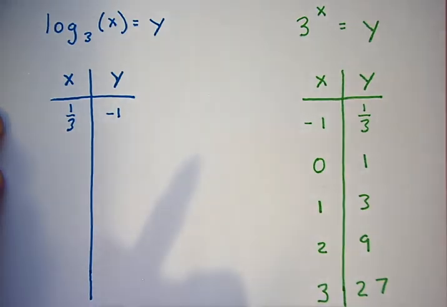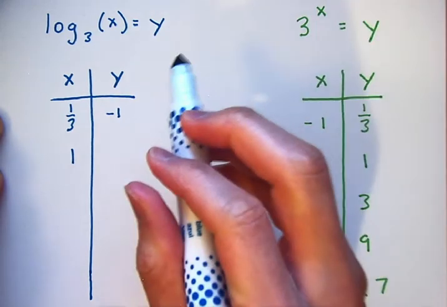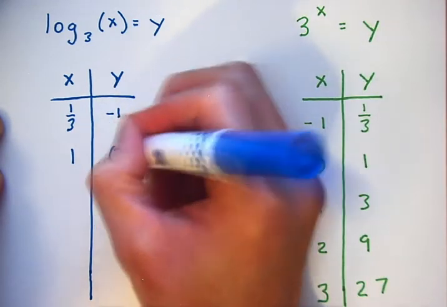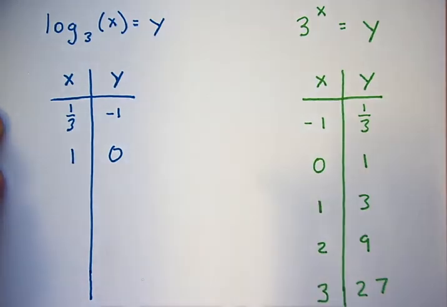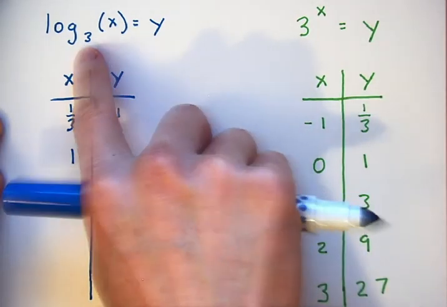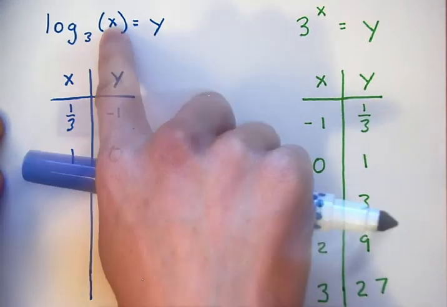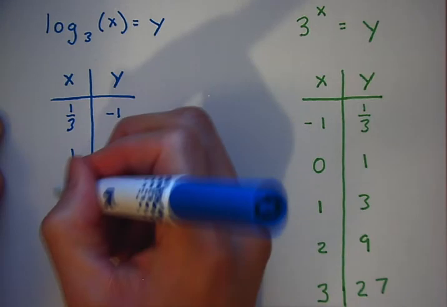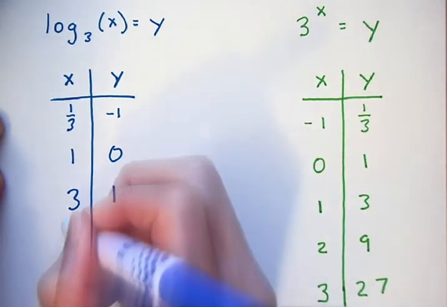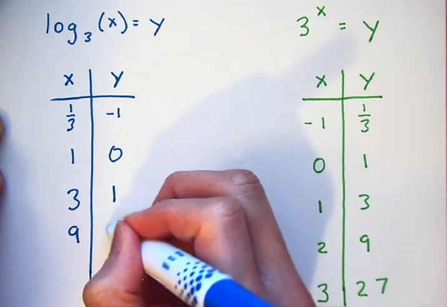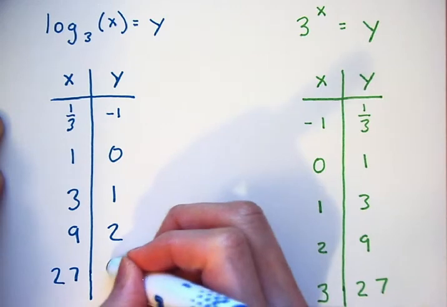All right. If you put 1 in for x, log base 3 of 1 is equal to 0. Or another way of thinking about it, 3 to the 0 power is 1. Okay. If x equals 3, y equals 1. If x equals 9, y equals 2. If x equals 27, y is equal to 3.